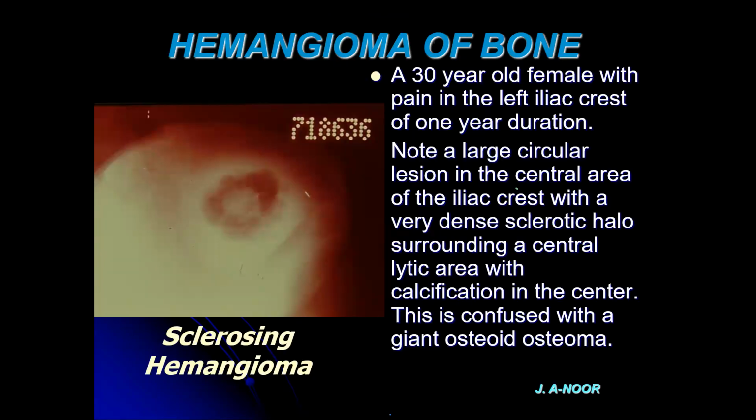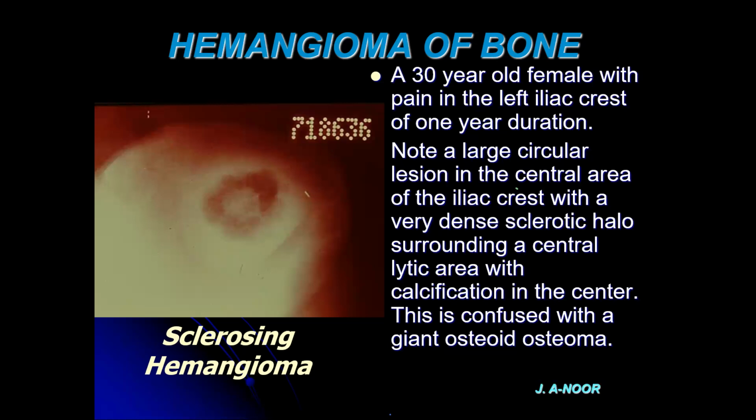Old female with pain in the left iliac crest of 1 year duration. Note a large circular lesion in the central area of the iliac crest with a very dense flow surrounding a central lytic area with calcification in the center. This is confused with a giant osteoid osteoma or osteoblastoma, but this turned out to be a sclerosing hemangioma.